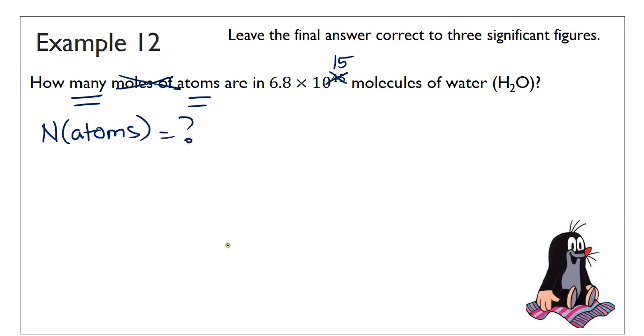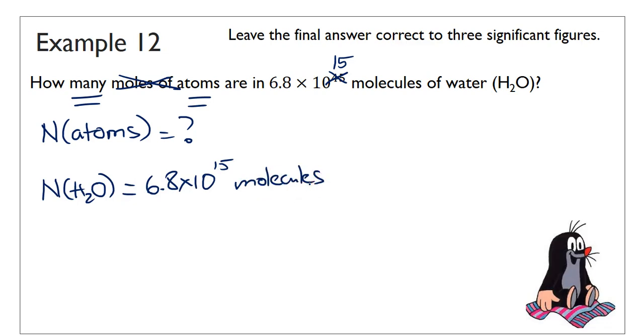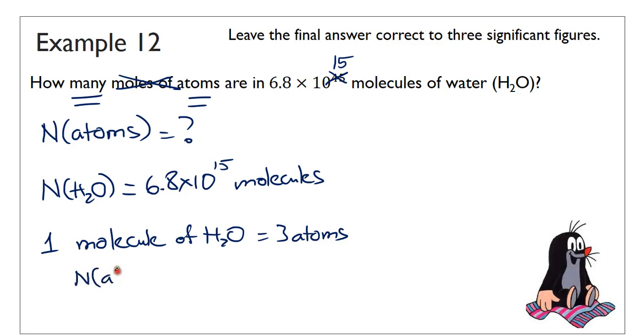is the unknown here. Now there are 3 atoms per molecule of water. So you're given the number of molecules, which is 6.8 times 10 to the 15 molecules. But there is one more piece of information that is not explicitly stated, but you should be able to deduce yourself, which is that one molecule of H2O has 3 atoms, 2 hydrogen atoms and 1 oxygen atom. So if you have this many molecules, if you just multiply this by 3, you should get the number of atoms.